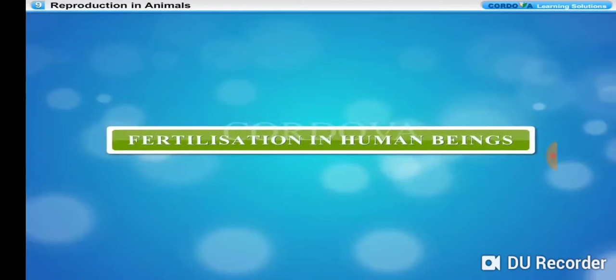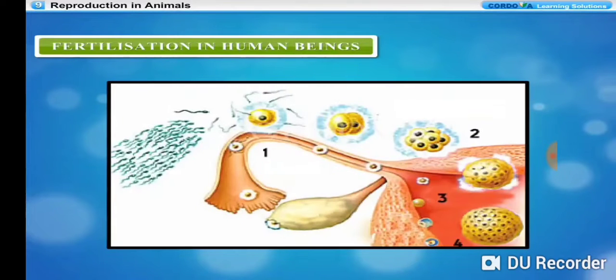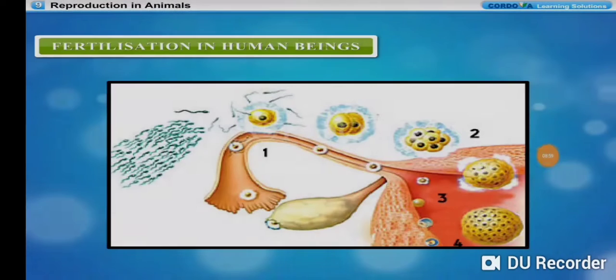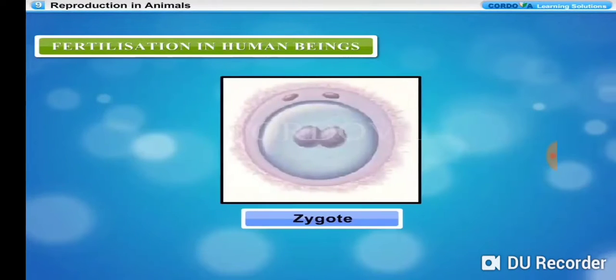Fertilization in human beings. In human beings, fertilization is internal. Millions of sperms are introduced into the vagina of a female through the penis during mating. The process of releasing sperms into the vagina is called ejaculation. The sperms are highly active and motile. They reach the fallopian tubes through the uterus. One of the sperms fuses with the ovum or egg cell in the fallopian tube to form a zygote.